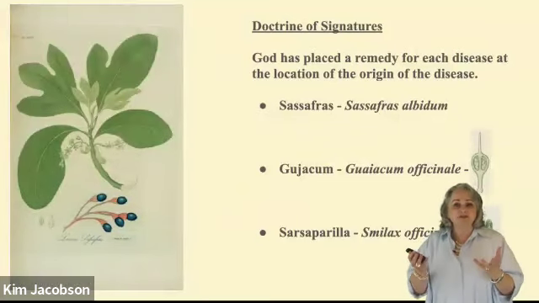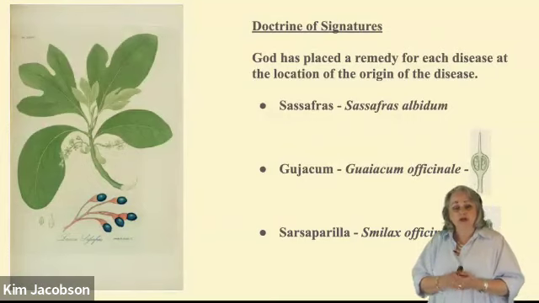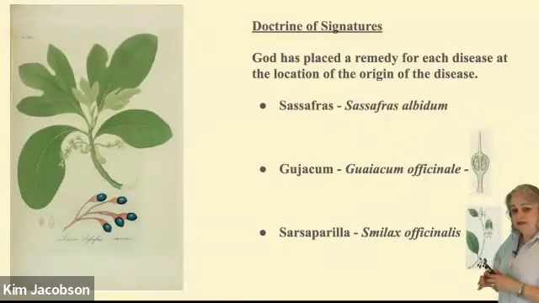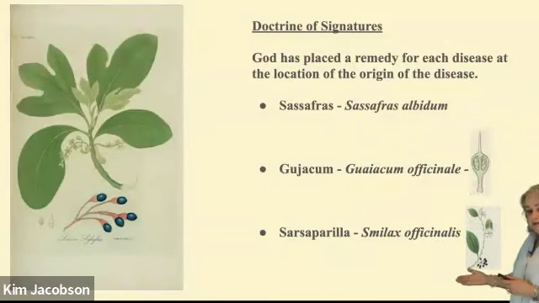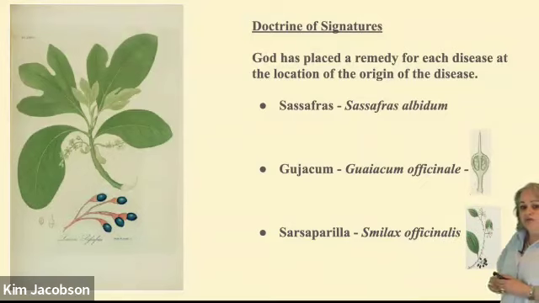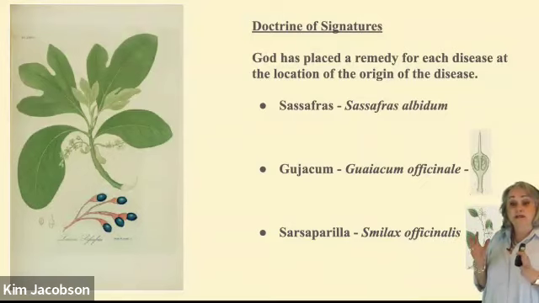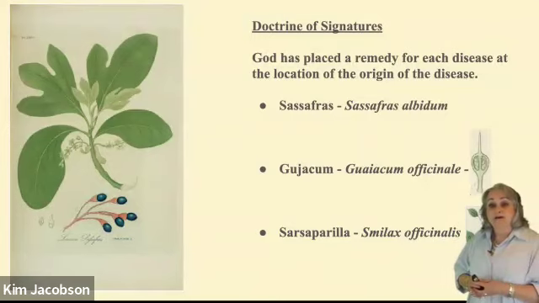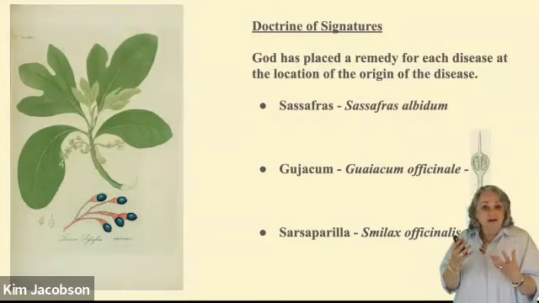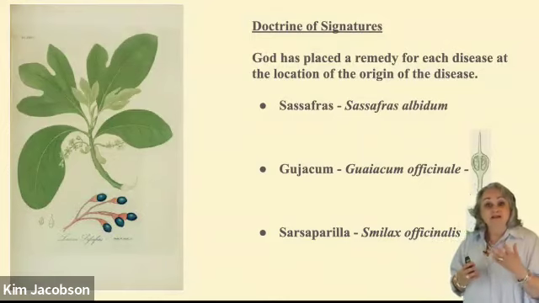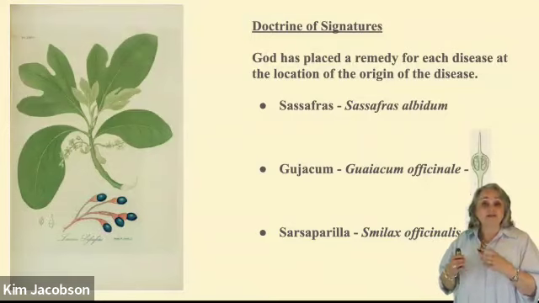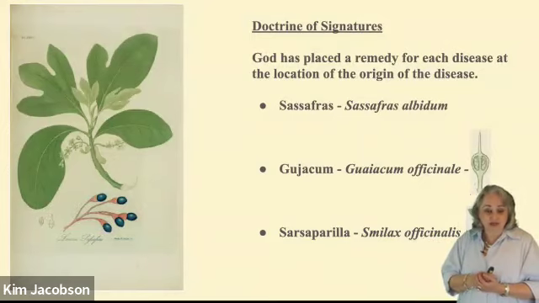They also believed in the doctrine of signatures, which I think you probably all know about, where God has placed a remedy for each disease at the location and the origin of that disease. And also, you might look at the plants that were available, and they might remind you of the part of the body that was infected, such as here with guacum. And in order to treat part of the body that's infected, you might use a plant that looks like that organ, and therefore it would bring some sort of cure to the disease.